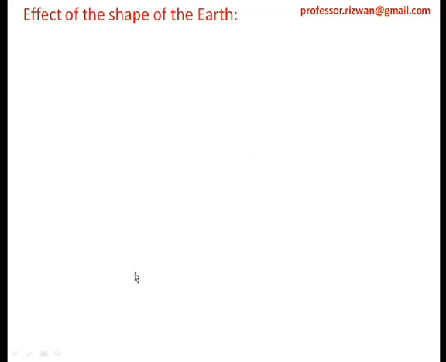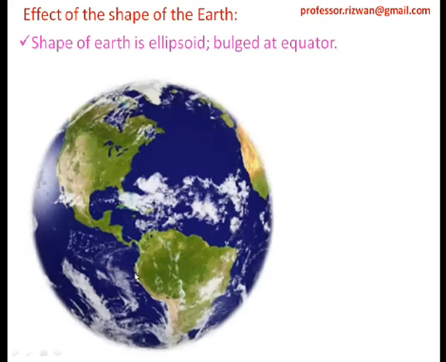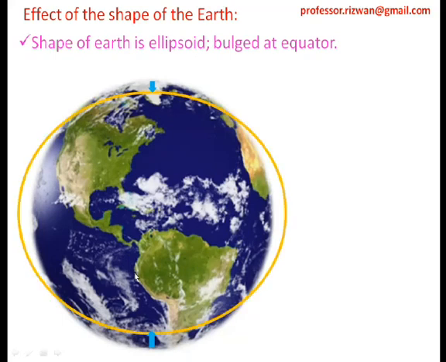Now see, what is the effect of this change in g value on the shape of the earth? The actual shape of the earth is an ellipsoid. We look at it as a sphere, but it is not a sphere. The gravitational acceleration at the poles is higher, so due to this higher gravitational acceleration there is a pull from the two poles toward the center of the earth, and because of this pull, the shape of the earth is an ellipsoid.